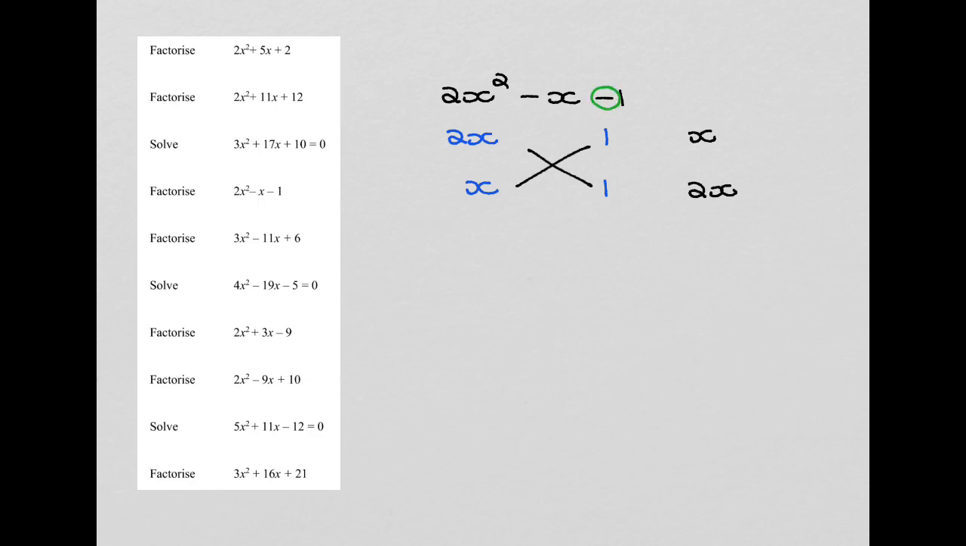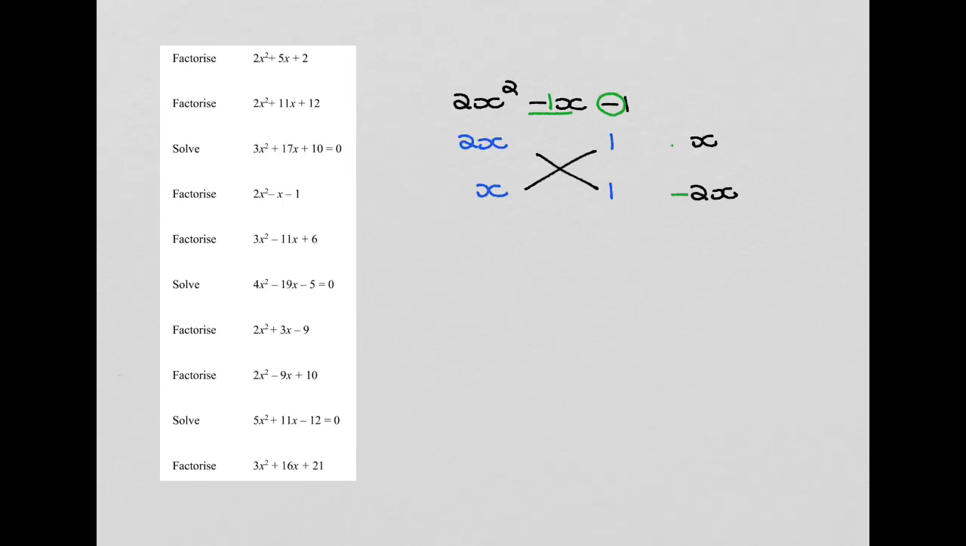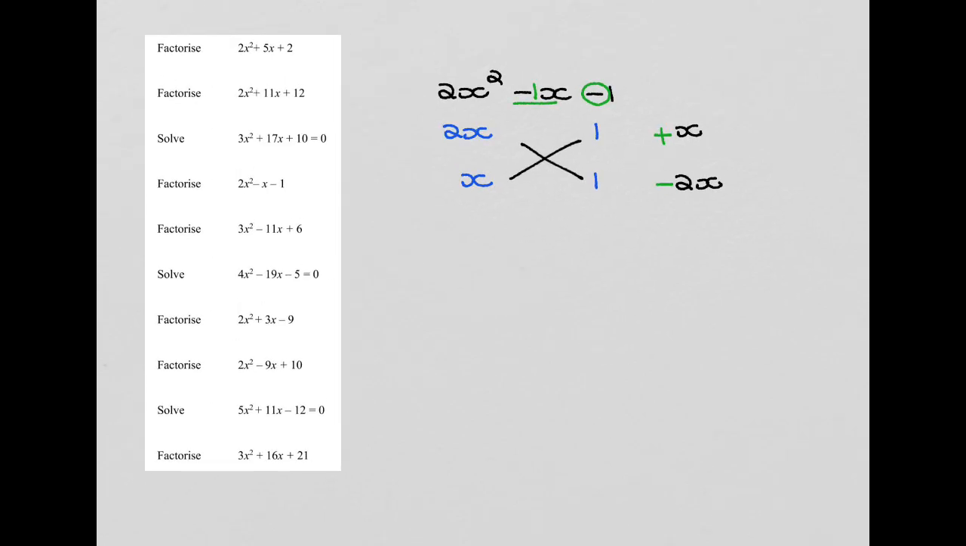This time I am subtracting, and when I'm subtracting, I'm trying to get a value of negative 1. Now, the only way x and 2x can give me a value of negative 1 is if it was negative 2x plus x, because negative 2 add 1 is negative 1. And so then this is where those brackets come in nicely. So that negative is going to go in between here, and that positive is going to go in between here. And so your brackets end up being 2x plus 1 and x minus 1.